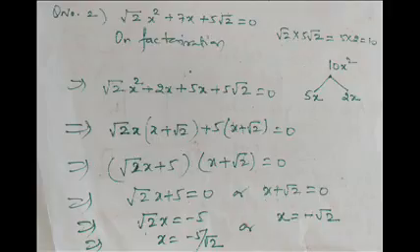Okay, so next question is root 2 x square plus 7x plus 5 root 2 is equal to 0. A similar type of question is there, and again we are going for the factorization method. So here a is root 2 and c is 5 root 2. We are going for multiplication of ac. So root 2 into 5 root 2 is 5 into 2, which is equal to 10.